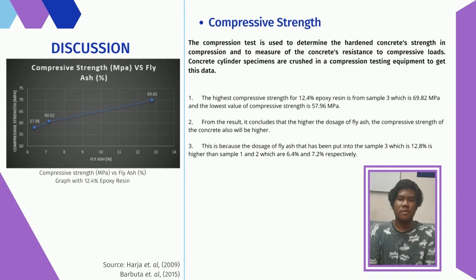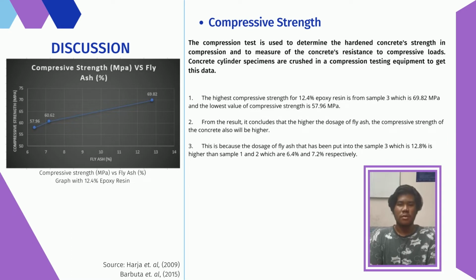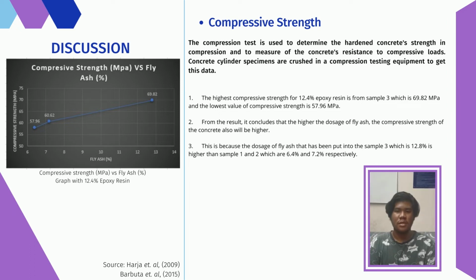The highest compressive strength for 12.4% epoxy resin was from sample 3, which is 69.82 MPa, and the lowest value of compressive strength is 57.69 MPa, which was from sample 1. From the result, it concludes that the higher the dosage of fly ash, the higher the compressive strength of the concrete will be. This is because the dosage of fly ash that has been put into the concrete, which is 12.8%, is higher than sample 1 and 2, which were 6.4% and 7.2% respectively.